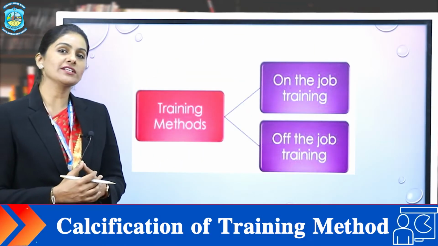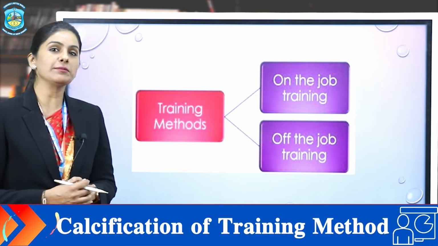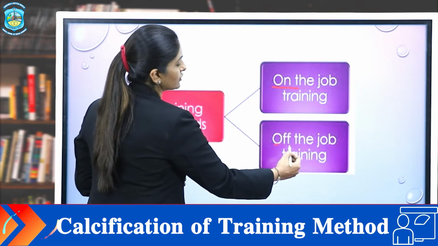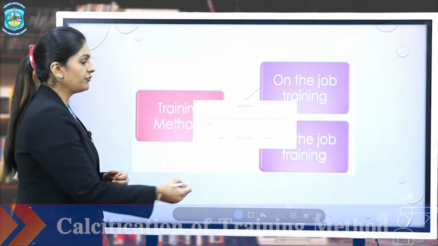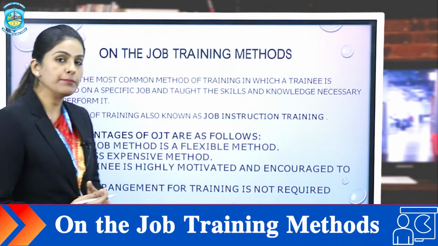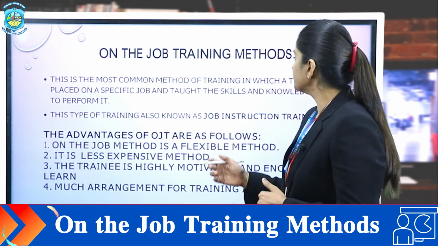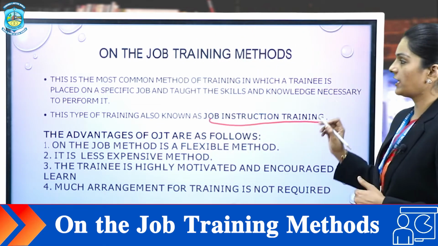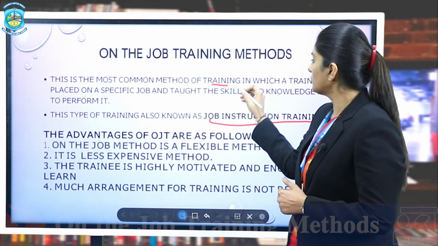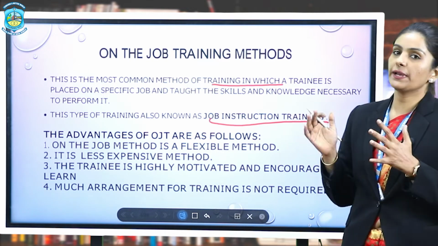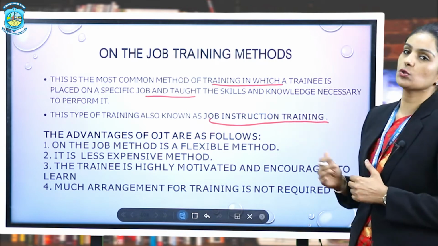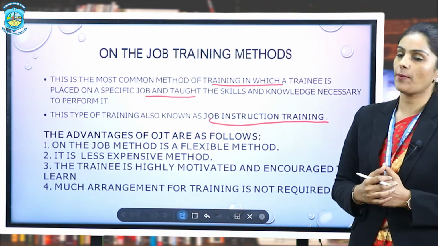Now let us move on to the classification of training methods. The training methods can be broadly classified as on-the-job training methods and off-the-job training methods. Let us begin with the first one, that is the on-the-job training methods, which we also call job instruction training, that is JIT. These are those methods in which the trainee is placed on a specific job and he or she is taught the skills and knowledge which are necessary for him to perform.